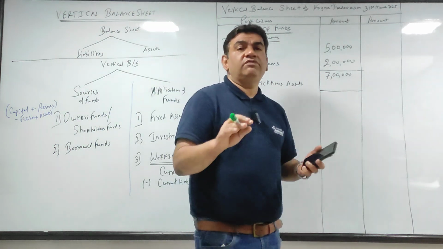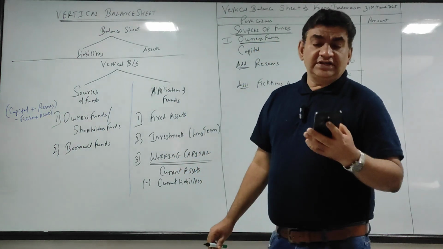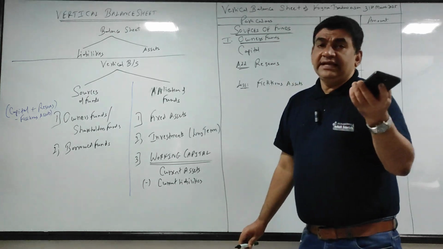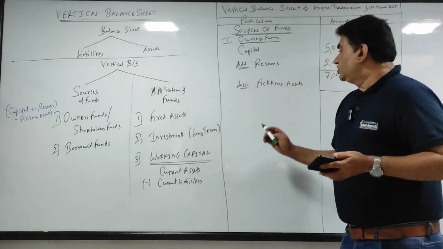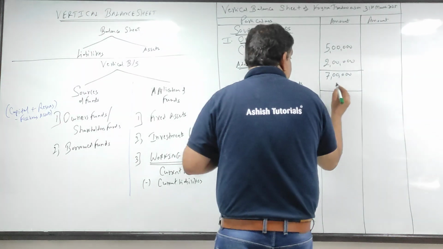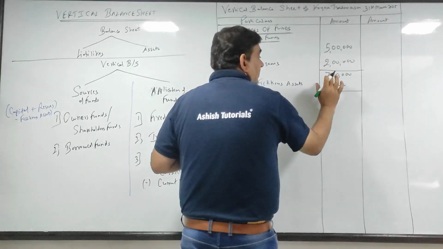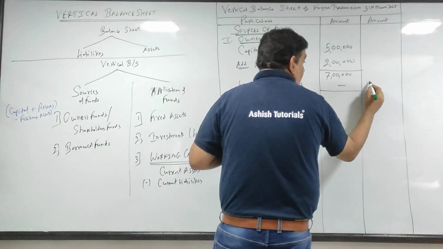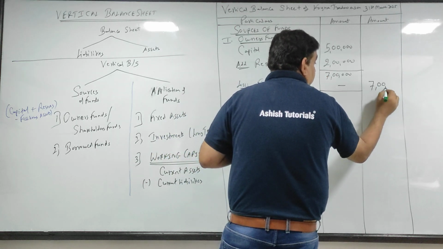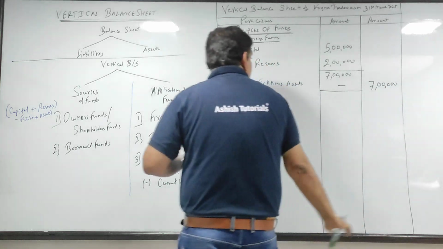But as I told you, fictitious assets for this chapter, it's very rare for your syllabus. मैंने ये सब में रखा भी नहीं है. So there is no fictitious asset, so nil. So now 7 lakh minus 0, take the answer outside, 7 lakh.